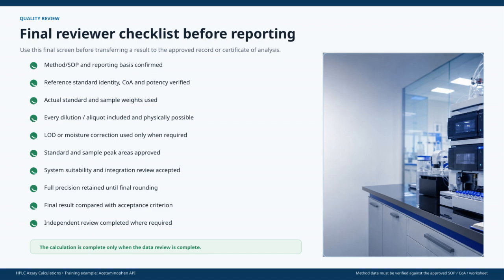Precision is maintained until the very end, when final rounding occurs. The final result is also compared against acceptance criteria to confirm it's valid, where required. An independent review is completed to add an extra layer of assurance. Remember, the calculation process is only truly complete once this comprehensive data review is finished.